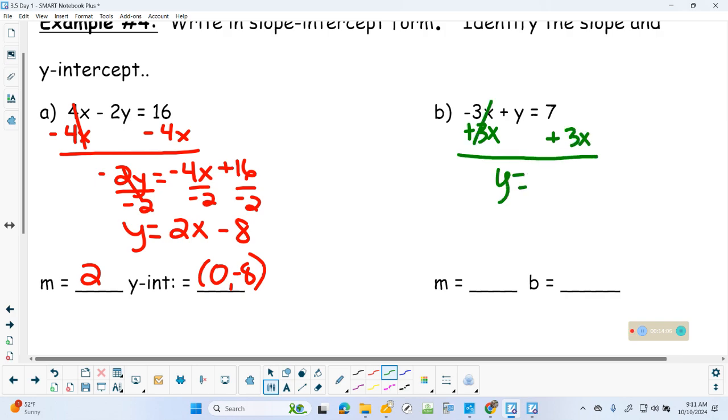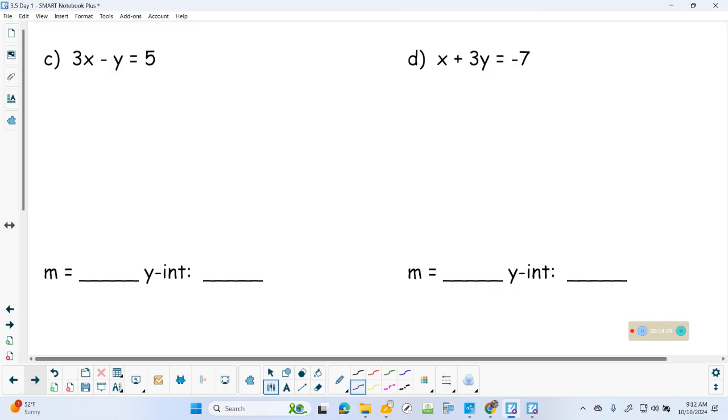Now, remember, you cannot combine 7 and 3x. They're not like terms. X term has to be first, and then the number. Easy peasy. What's the slope? 3. Intercept. Perfect. And I'm just going to pause for a quick sec. Have I taught you anything new yet? No. Okay. Thought I'd ask, though. All right, let's do these last 2.